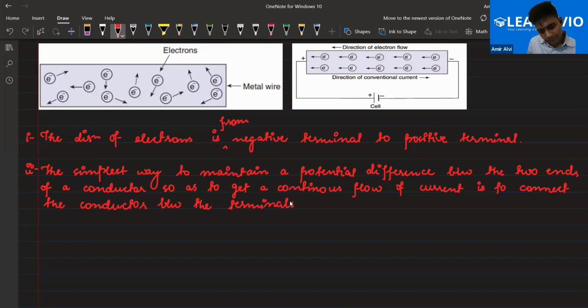Terminals of a cell or a battery. Okay. So that is the simplest way to maintain a potential difference between the two points. Okay.